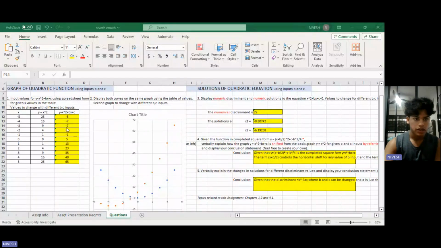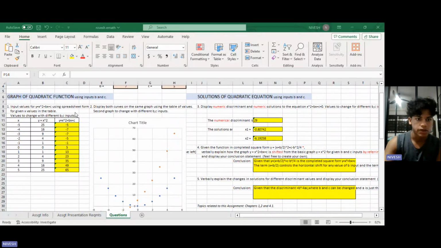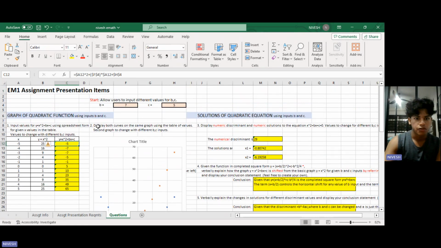For question one, it says input value for y equals x squared plus bx plus c using a spreadsheet for given x values in the table. So I converted y equals x squared plus bx plus c into this formula above. As you can see, A13 squared plus F4 times A13 plus H4. So I subbed in the values of my b, c, and x accordingly to find the value of y, which is -5 in this case. I did this accordingly for all of the values, as you can see in this table.